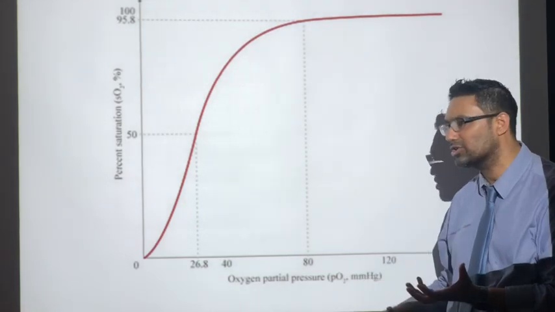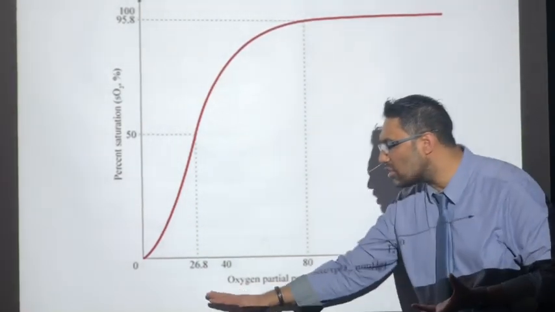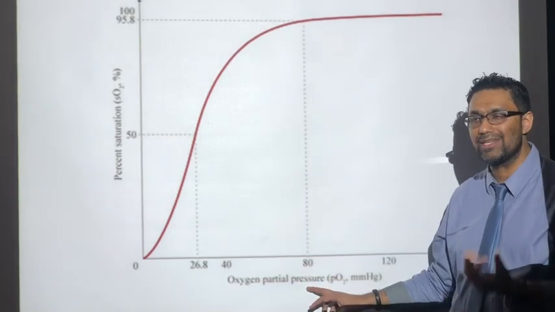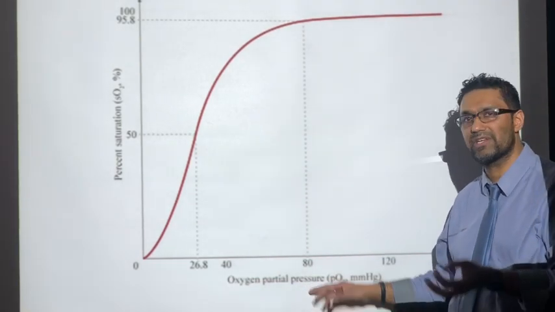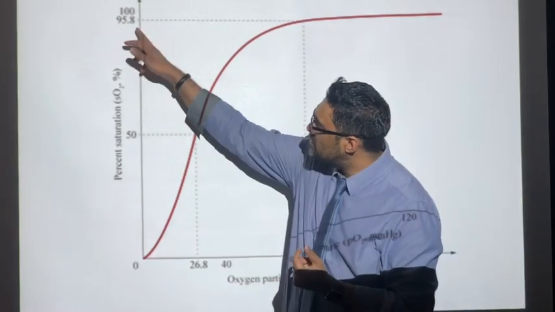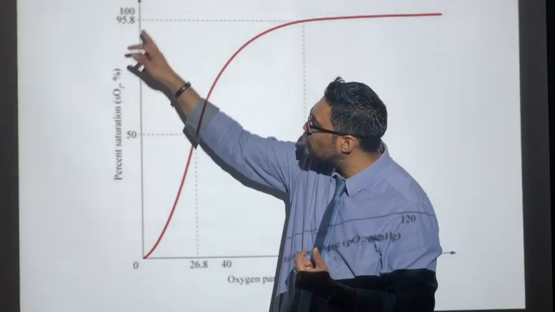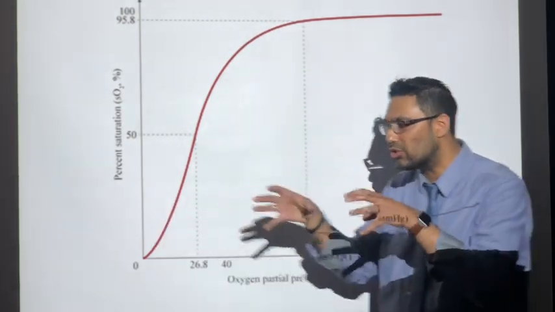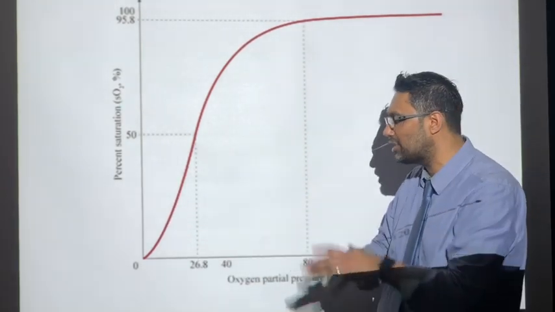Now, why is it called partial pressure? This just ultimately means the concentration of oxygen that's available. But it's called partial pressure because the air is only one fifth oxygen. The y-axis tells us about the saturation of oxygen. How much oxygen is saturated? How much oxygen is loaded onto the hemoglobin?